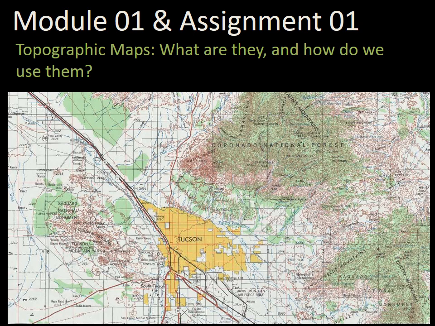So a topographic map, like the one shown here of the Tucson area, is a two-dimensional representation of the three-dimensional shape of the surface of the Earth. It's a clever way of taking the three-dimensional landscape, the shape of the surface of the Earth, and drawing it on a two-dimensional, that is a flat, piece of paper.